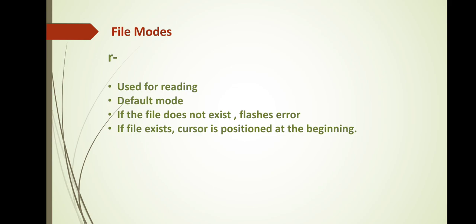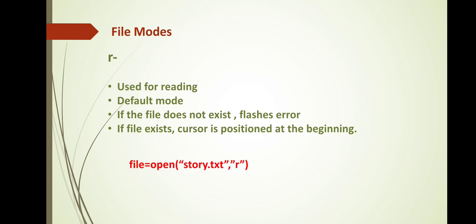But another important piece of information with the R mode is that if you specify the file with the R mode and that file does not exist, then the system is going to flash an error. But if the file exists, then it will open the file and the cursor will be positioned at the beginning of the file, so that reading will be done from the very beginning of the file. See, this is an example, right? R mode is specified over here with the open function.